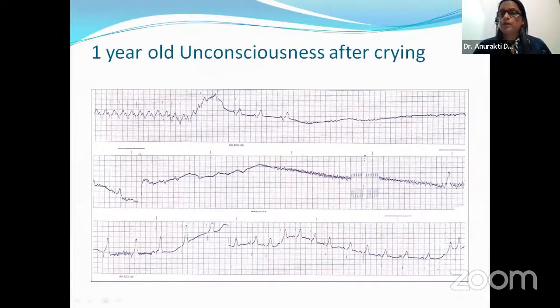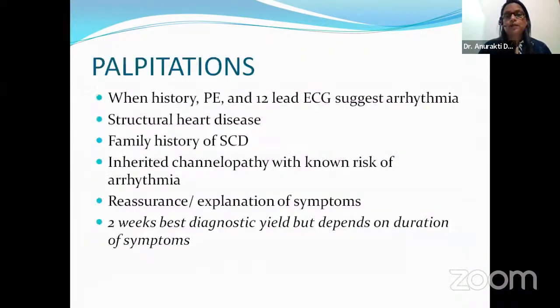So there can be syncope or unconsciousness episodes depending on the age, or there can be dizziness, and you can find a variety of information in Holter recordings. The second common symptom where you order Holter monitoring is palpitations. Definitely a history, physical examination, and ECG. If they point towards an arrhythmia, definitely you will go for a Holter. If there is a presence of structural heart disease, you definitely want to go for a Holter, or if there is a family history of sudden cardiac death.